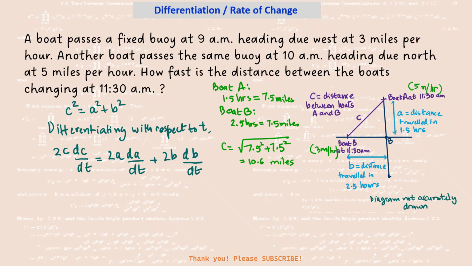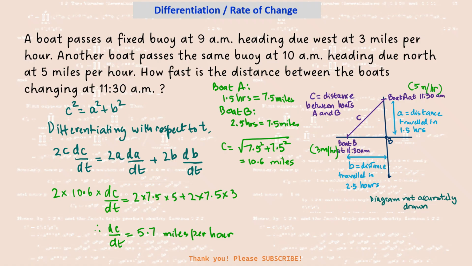So we now know all the unknowns other than dc/dt, which we have to find out. So we write 2 times c, which is 10.6, times dc/dt, and that equals 2 times a, which is 7.5, times 5 for da/dt, plus 2 times 7.5, b is also 7.5, times db/dt, which is 3. And if you simplify it, you get dc/dt is 5.7 miles per hour, and that's the answer.